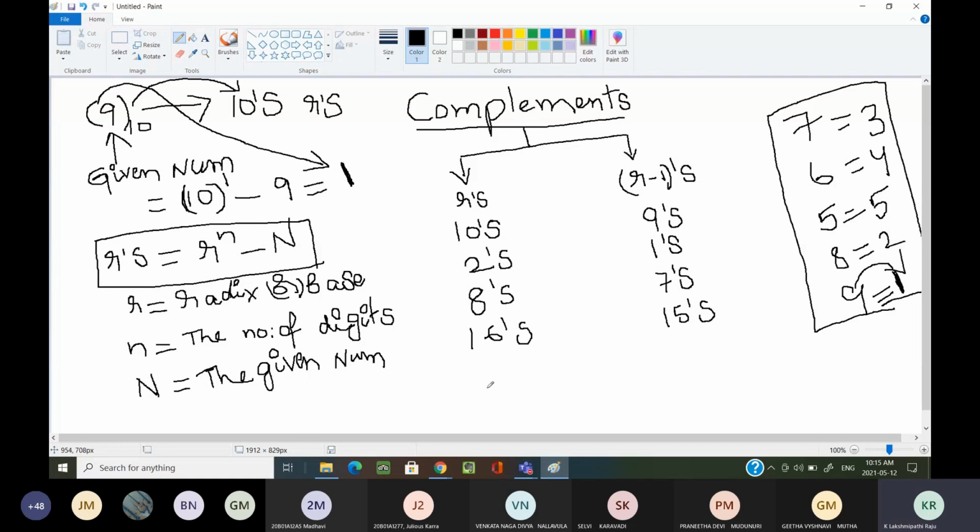Suppose I want to calculate the r's complement, that means the tens complement, of a number. Tell me, what is the tens complement of 8? 2. What is the tens complement of 7? 3. What is the tens complement of 4? 6. I hope now you are getting my point.